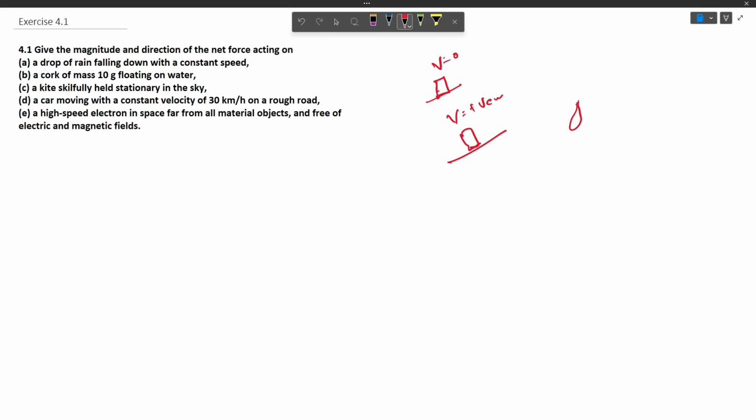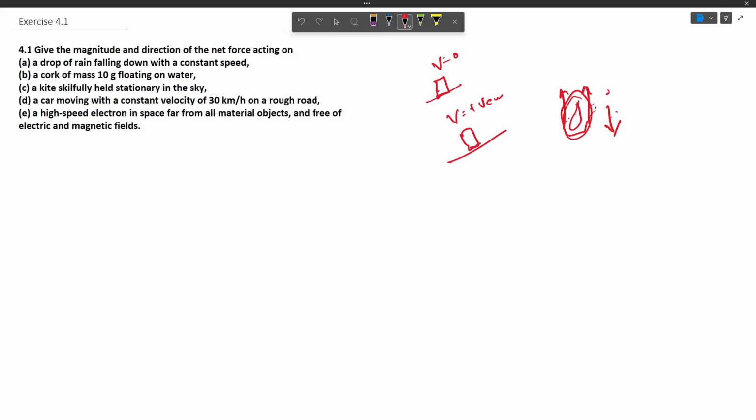We all know that it is under the influence of the force of gravity that is pulling the raindrop towards the ground, and it is also acted upon by the frictional force of air. That's why these two forces are getting balanced. Hence, the raindrop is falling with constant speed, keeping its net force equal to zero. So its magnitude is going to be zero, and since it is zero, it has no direction.